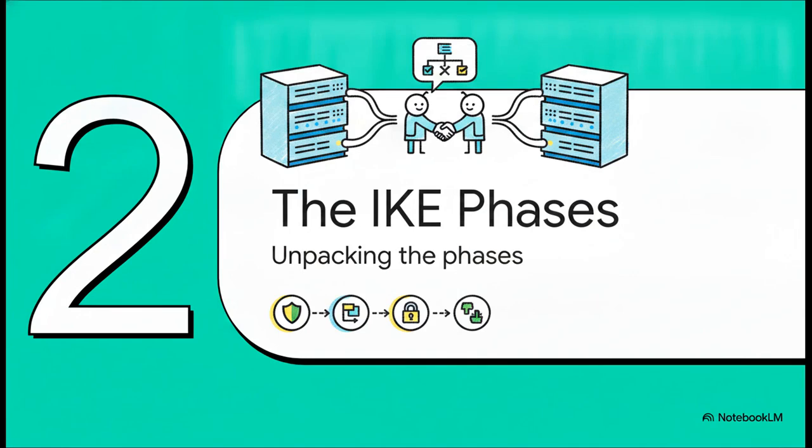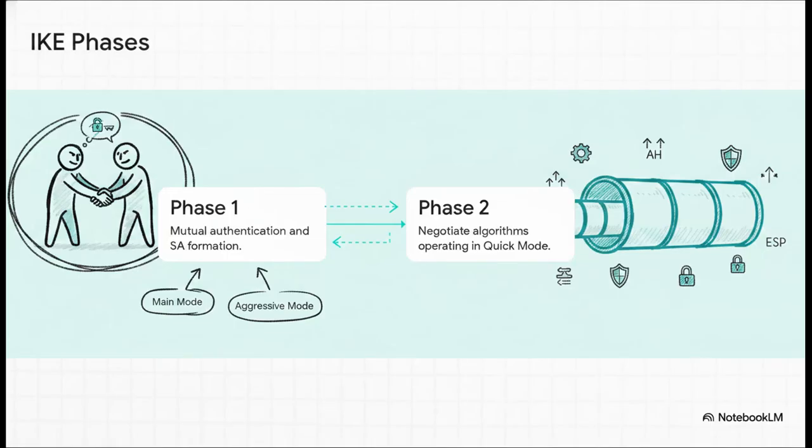Okay, Section 2, Unpacking the IKE phases. We know what secures the data, so let's look at how these devices actually introduce themselves and set the ground rules. IPsec leans heavily on the Internet Key Exchange, or IKE, to establish shared symmetric keys. Think of IKE Phase 1 like two suspicious parties verifying their identities in a secure, locked room before shaking hands. They'll either use main mode, which is a bit slower but entirely protects their identities, or aggressive mode, which speeds things up but exchanges some info in the clear.